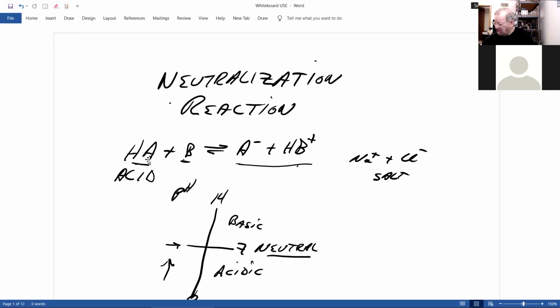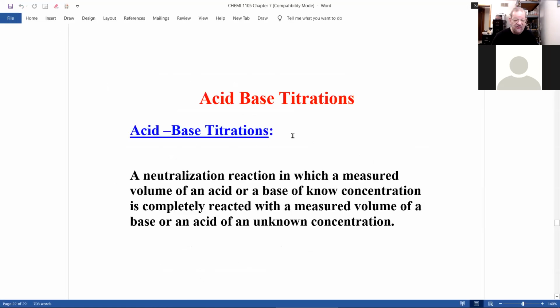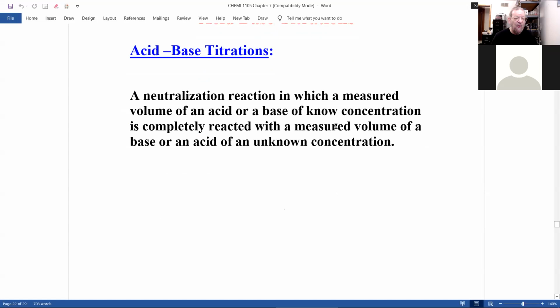And how do we do that? We do that by what's called acid-base titrations. I will never ask you on a test what is an acid-base titration, but I will ask you to do an acid-base titration problem. Plus, we're going to do 2 labs on this because it's so important. Now, what is an acid-base titration?